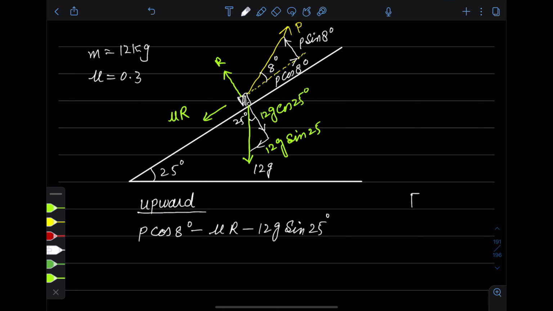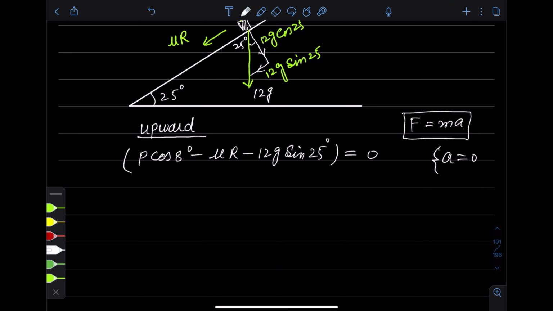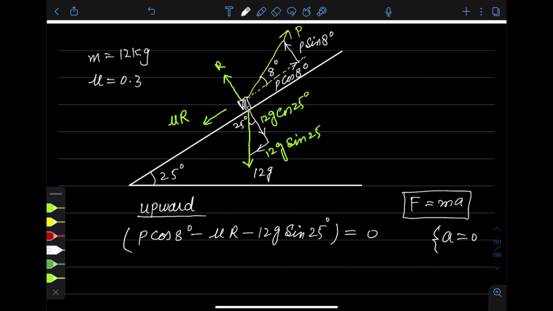We are using Newton's second law of motion, which is F is equal to ma. But since this is our F is equal to 0 because acceleration is 0 because a particle is stationary. So from here we can find the value of P. Now mu is given, P we have to find. But what will be R? Look at this.